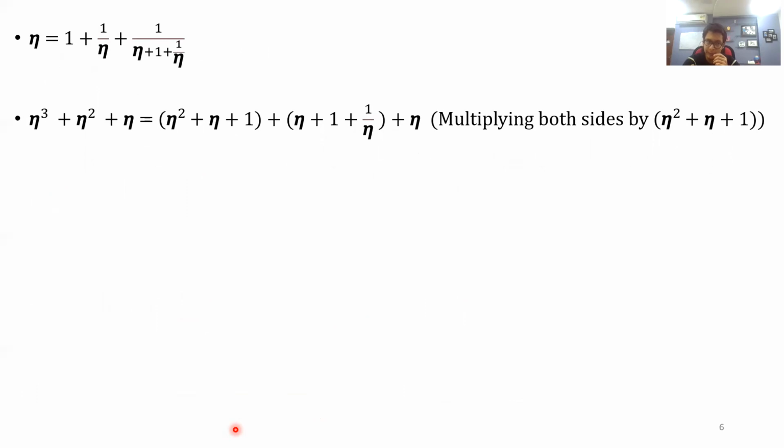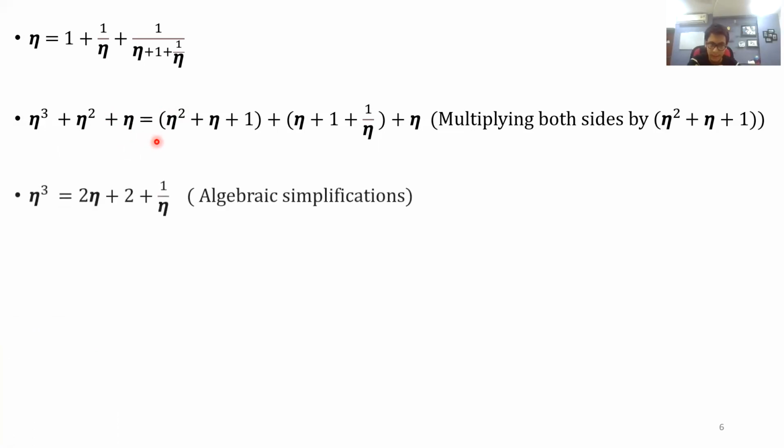We get n cubed plus n squared plus n equals n squared plus n plus 1 plus n plus 1 over n plus n. Cancelling the n squared and the n's from both sides, this n squared goes out with this n squared, and this n goes out with that n beside the n squared in our RHS, sorry. Yeah, so now we get n cubed equals 2n plus 2 plus 1 over n.